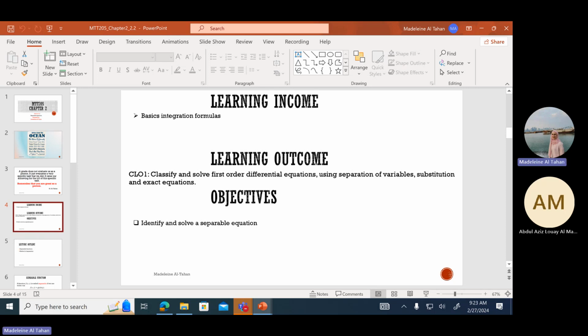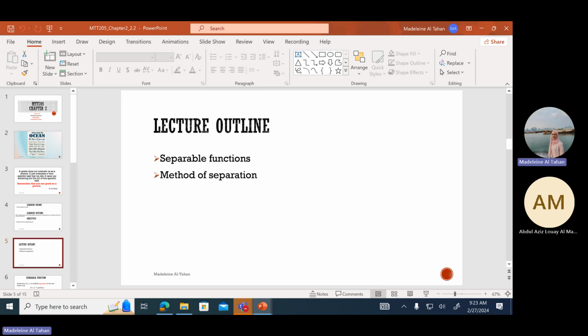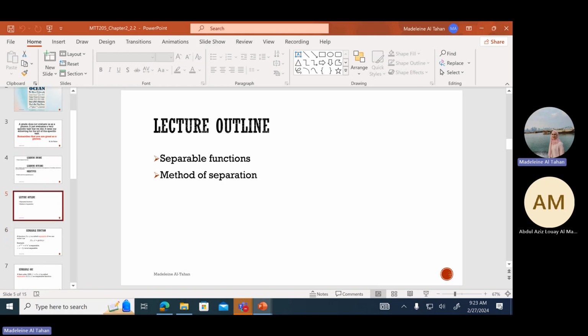Okay, think about a function. The functions that we are dealing with contain x and y. So what do you think? How will I separate this function? Separate x by y. Okay. Does it make sense? So first of all, we will define what's meant by a separable function. It means that x and y, I can separate them. After that, we will talk about the method of separation in differential equations.